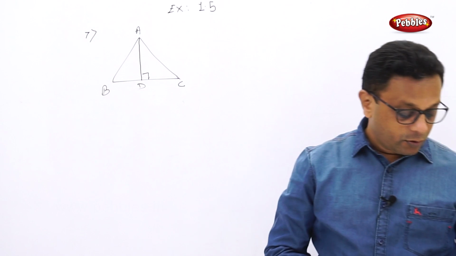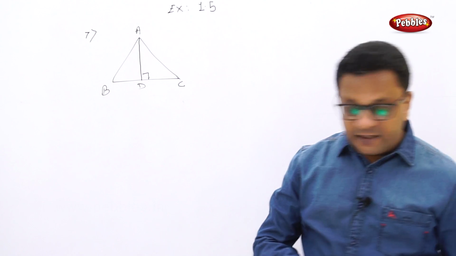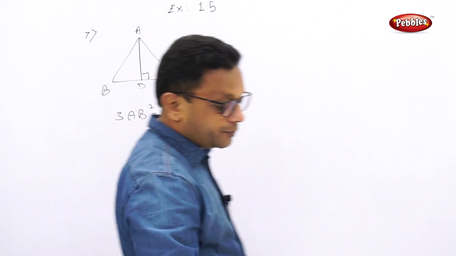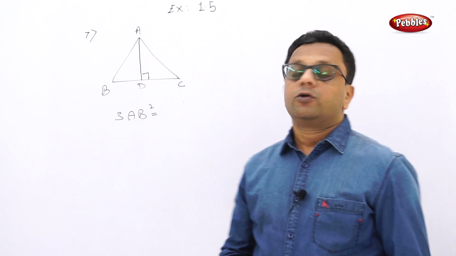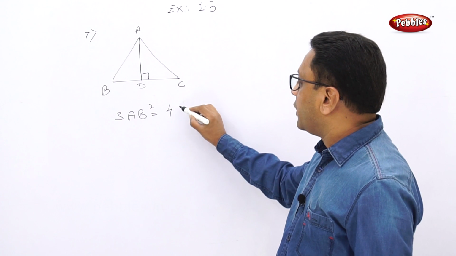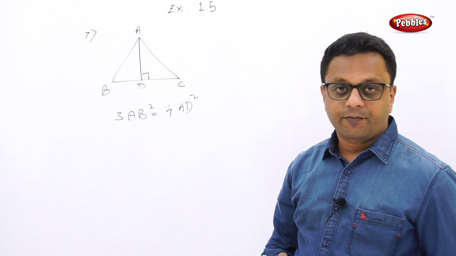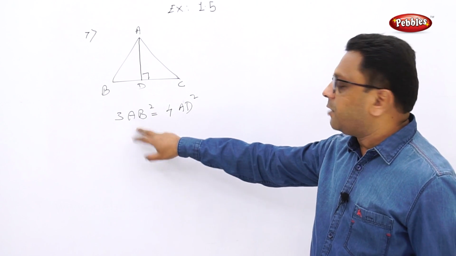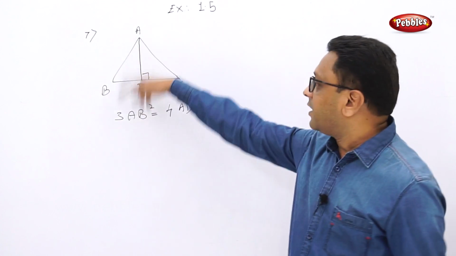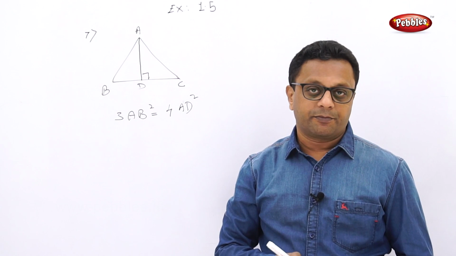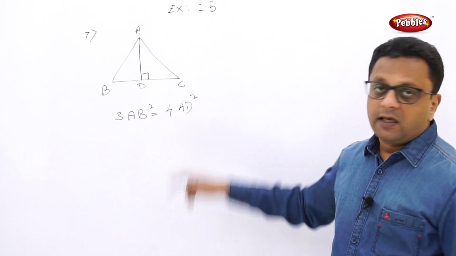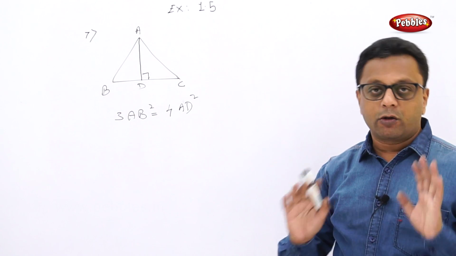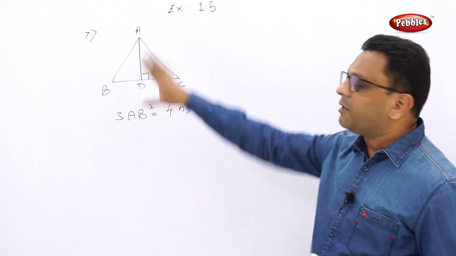Now let's see what we have to prove. We have to prove 3 times the square of any side, so 3AB square is equal to 4 times the square of an altitude, so 4AD square. Now, how will we solve this? Whenever AB square is there, somewhere we have to use the Pythagoras theorem. But AB square and AD square are there, and we want only those two. So first of all, let us examine the figure.